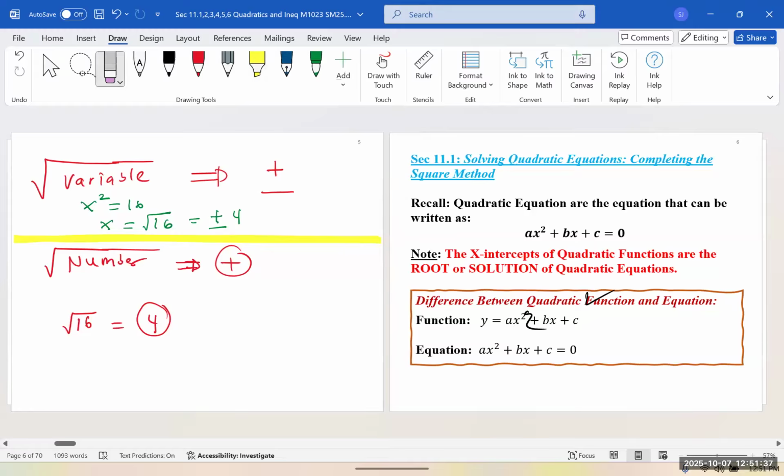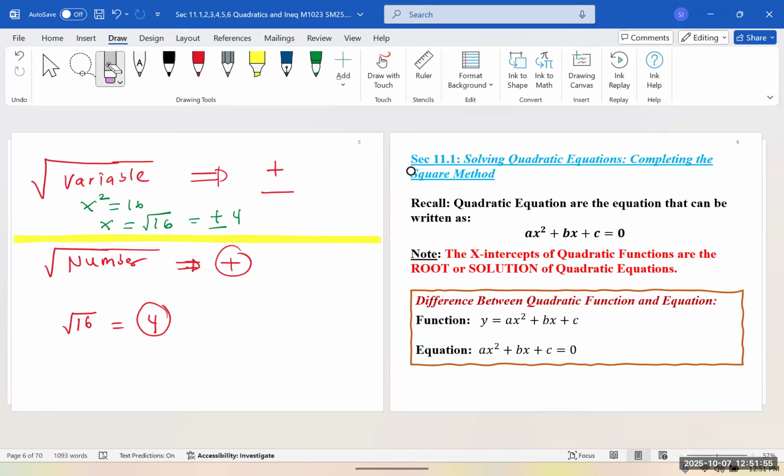So now our goal is to solve quadratic equations. Quadratic means our highest degree is 2. When you solve a quadratic equation, there are many methods.